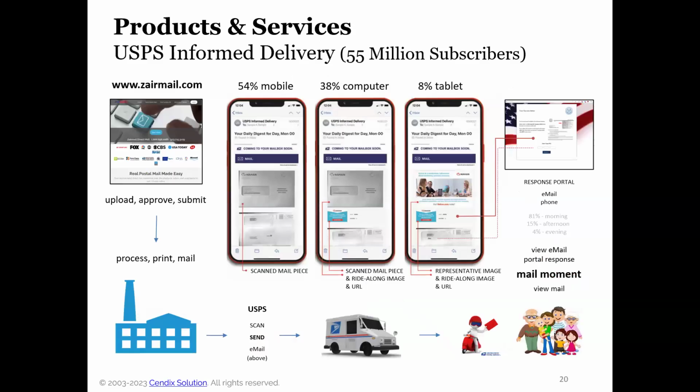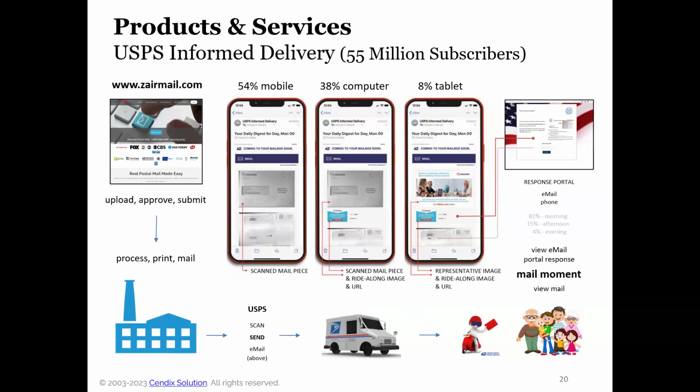Informed delivery. Informed delivery is a service offered by the U.S. Postal Service. Anybody can sign up for it. You could sign up for it today. All you do is look for USPS informed delivery on the internet. You can put it into your browser.